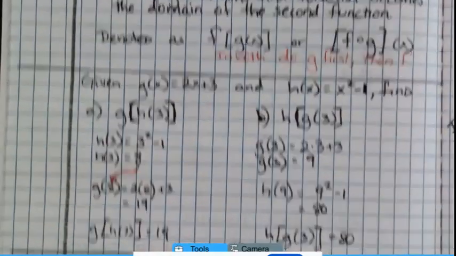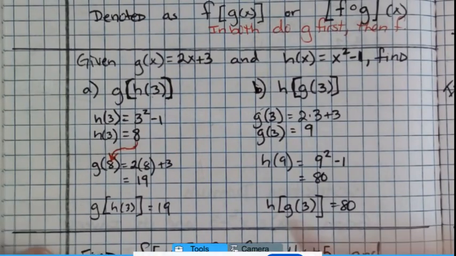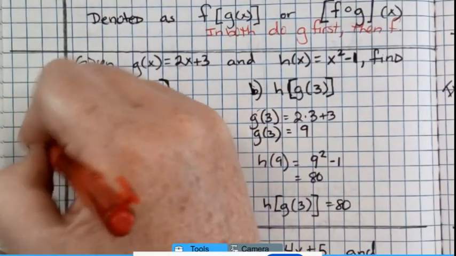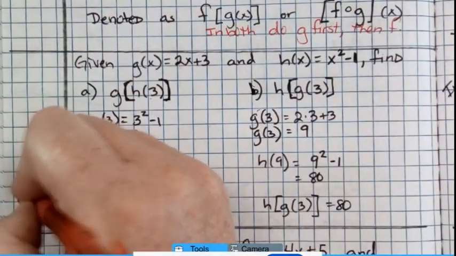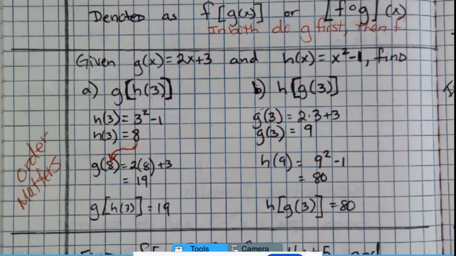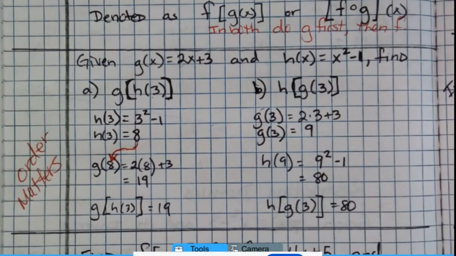And so using the same numbers and the same functions, what this one shows is that order matters. So we're going to put that on here. We'll write order matters. Okay, so which one goes first definitely plays a role in your correct answer. Okay, so that's when we're given numbers. What if we're just dealing with functions?